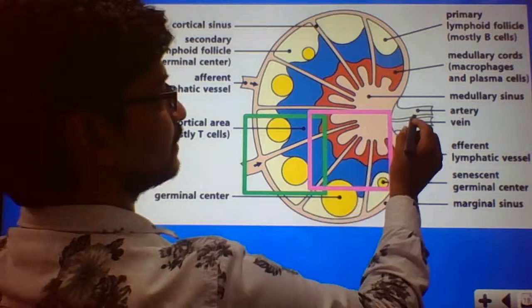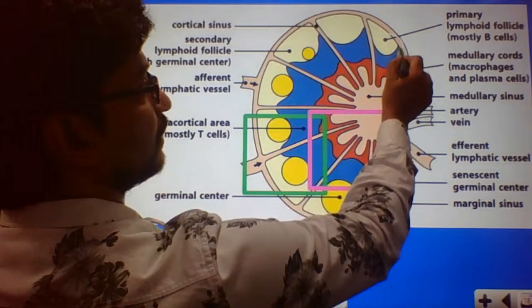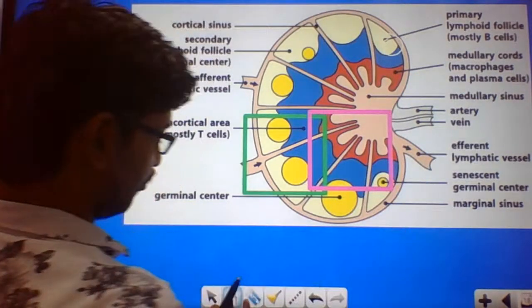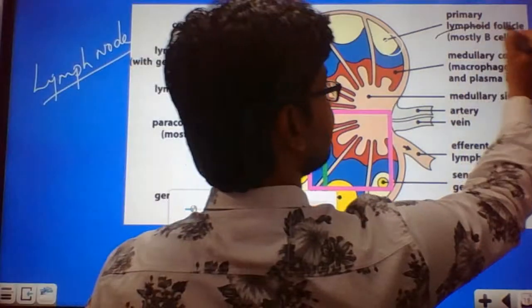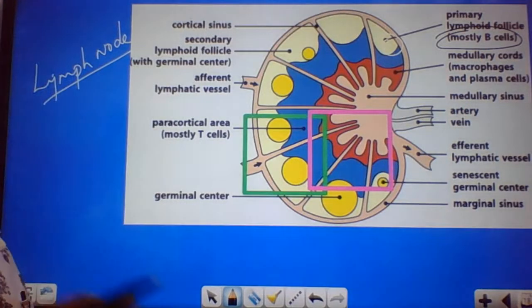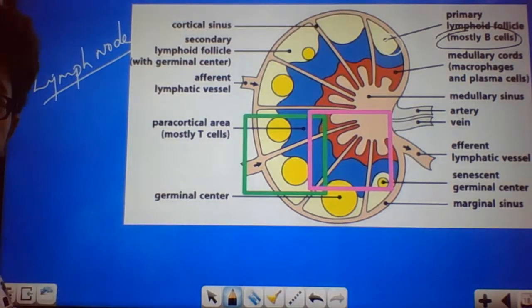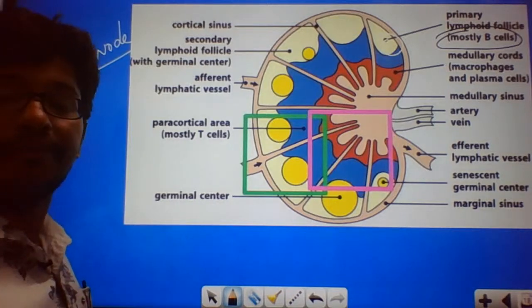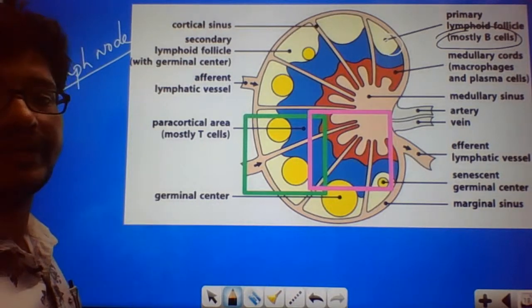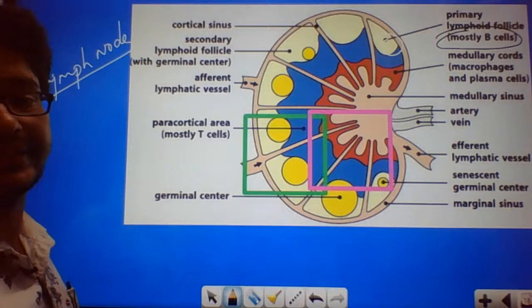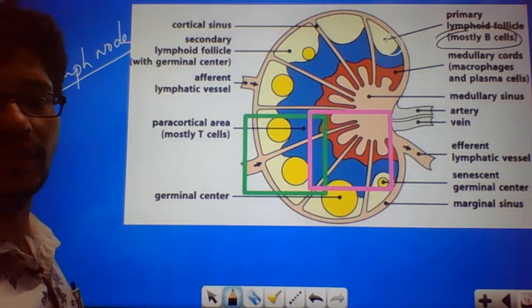The lymph nodes consist of primary lymphoid follicles, where mostly B cells are present. Mostly the B cells. Here there is no differentiation like B cells or T cells. In the secondary lymphoid organs, you could see both T cells and B cells. But in the primary lymphoid organs, if you take the bone marrow, it's primarily B cells. If you take the thymus, it's primarily T cells.